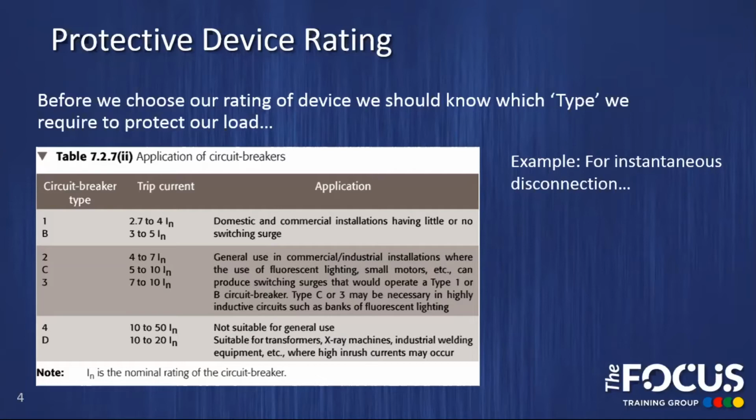We can see the trip current ratings in the central column, and it says for a B type that the trip current is 3 to 5 IN. What this means is it should trip at 3 to 5 times the rated current of the protected device. So for example, for instantaneous disconnection of a type B6, you would need 30 amps, so 5 times 6, 30. For a type C, we can see it's 5 to 10 times IN, so for instantaneous disconnection for a type C6 would be 60 amps. And then for type D, we can see for instantaneous disconnection, we would need 120 amps, 20 times IN.